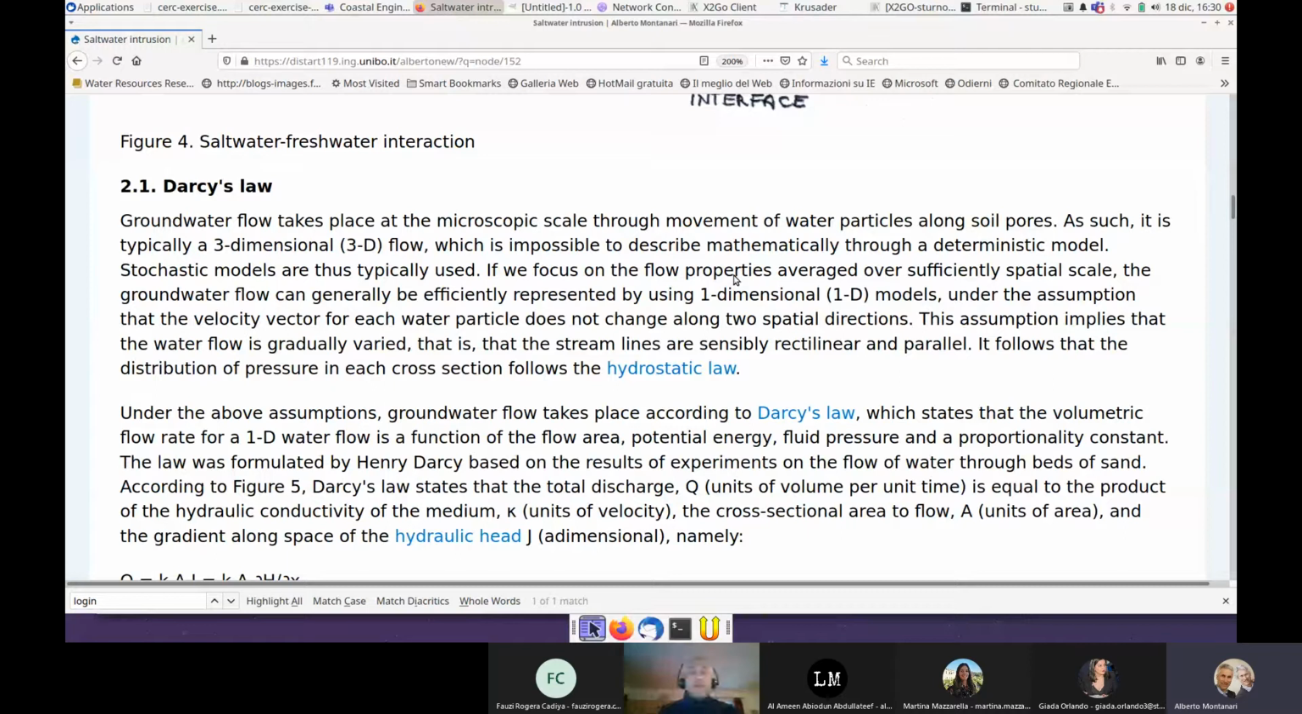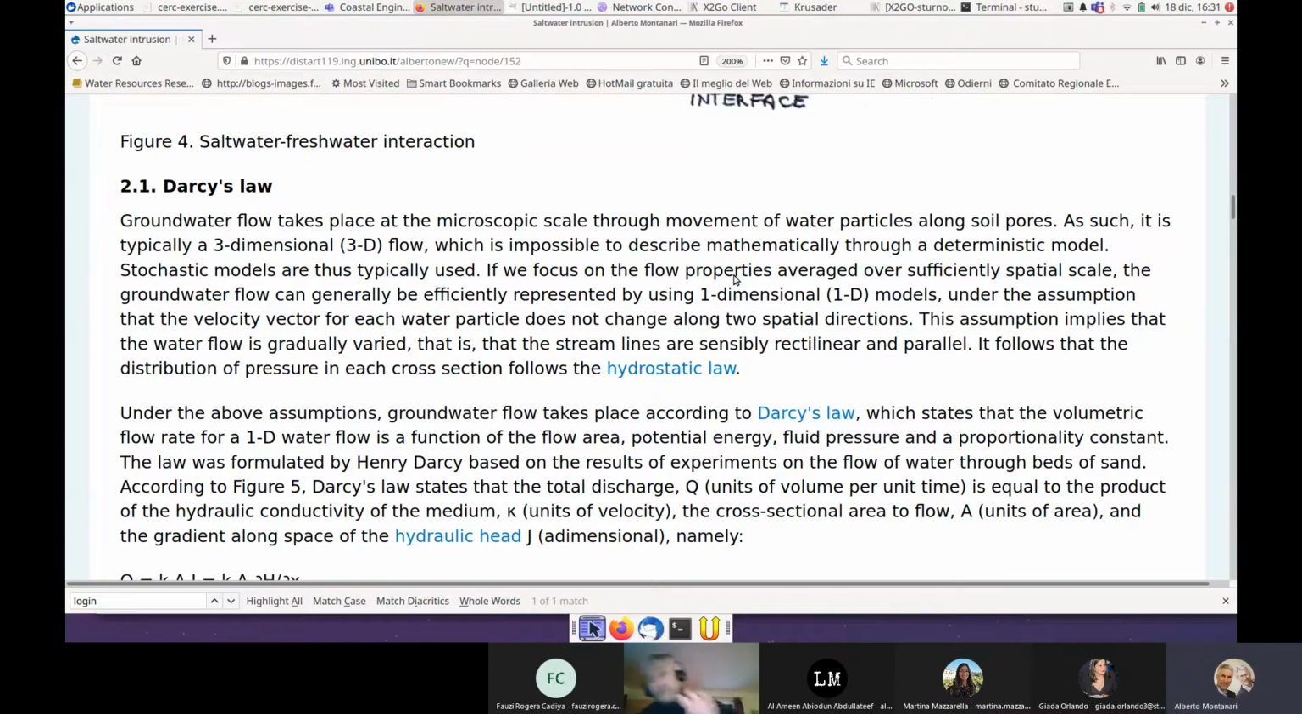This is very useful because reducing a process description from 3D to 1D helps a lot in terms of simplicity. And in particular, this assumption can be taken when, as I said, the flow along one dimension prevails. This frequently happens in the groundwater flow, and this implies that the distribution of pressure in each cross section of the flow follows the hydrostatic law.